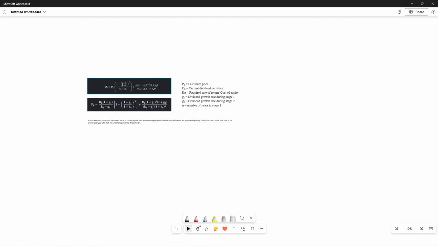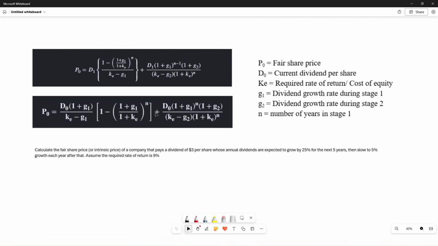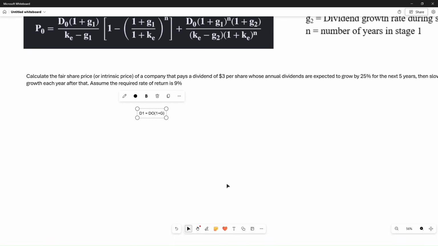Also recall that your D0, sorry about that. Recall that your D1 is the same thing as your D0 (1 plus G). The same thing as your D0 (1 plus G). So this is the same thing as your G1, 1 plus G.